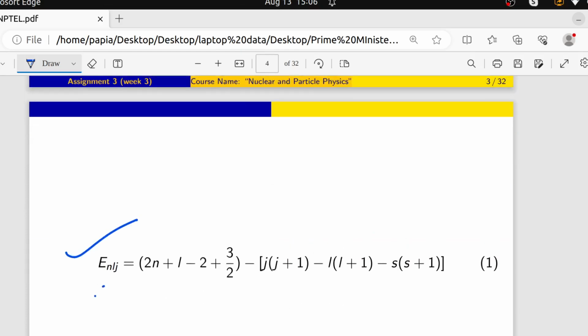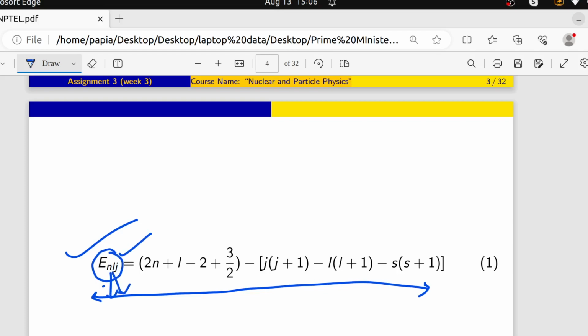This is the expression for the total energy gap calculation. This E_nlj is nothing but the energy of the nth level, where L is the orbital angular momentum and J is the total angular momentum. So we just need to put the values of N, L and J, then we can have each and every state's energy level. You can see this is the N value, this is the L value, and there is the J value and there is the S value.